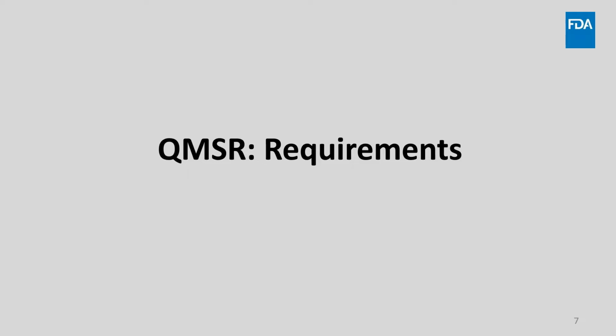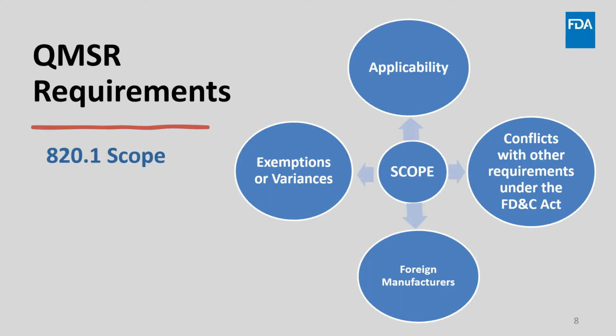Now, let's take a closer look at the actual requirements within the QMSR. The requirements are included in Subpart A and Subpart B. Subparts C through O are reserved. Subpart A addresses the general provisions of the regulation and begins with the scope under Section 820.1. The scope of the QMSR is not different than the scope of the QS regulation.